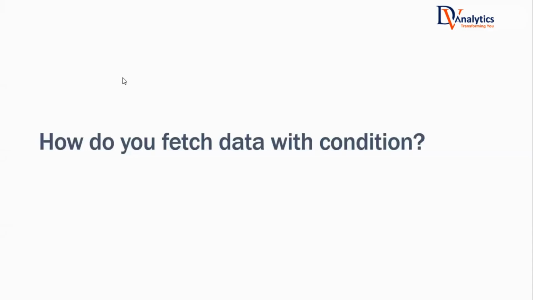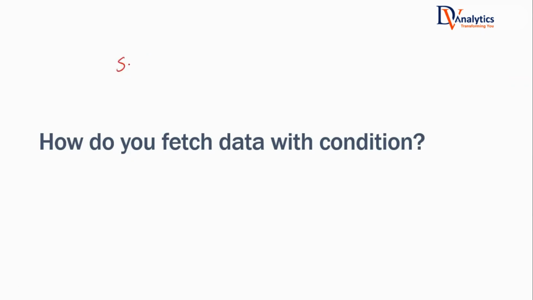Now let us see how you fetch the data with a condition. Until now, we have selected all the rows. What if I want to select some rows with some condition? For example, I want to select only the customers from a particular country, or only the customers above a certain age group. If I want to select the data with certain conditions, how do we do that?